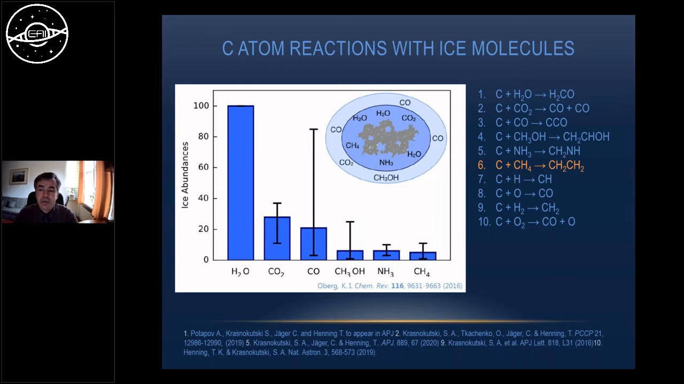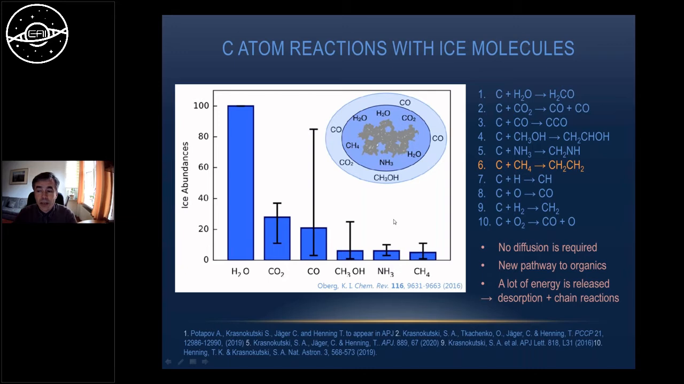And this result has several very interesting consequences. First, carbon atoms don't need to diffuse on the surface to react with other molecules. When carbon atoms land on the surface of an ice mantle, they will react with the first molecule they meet. And this is not considered in many chemical models.